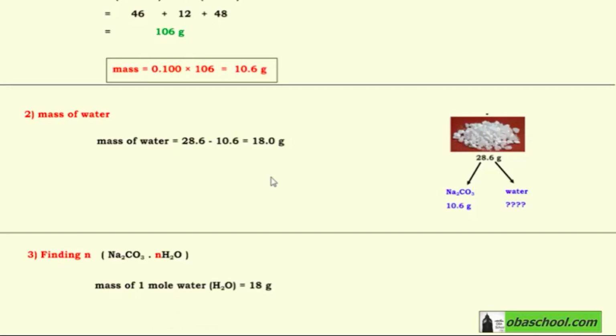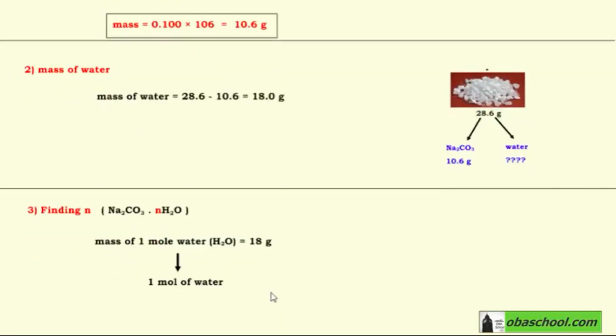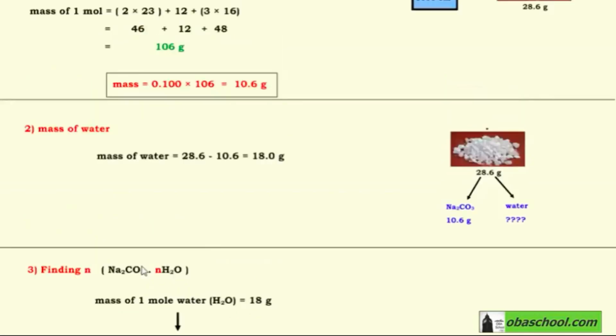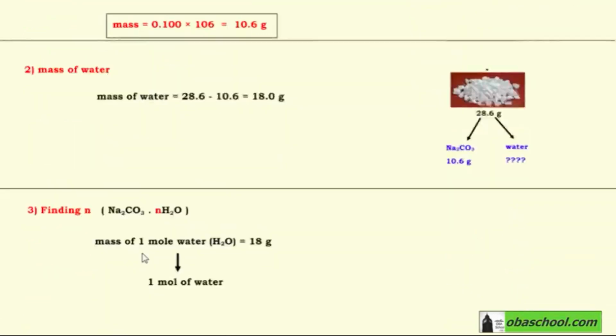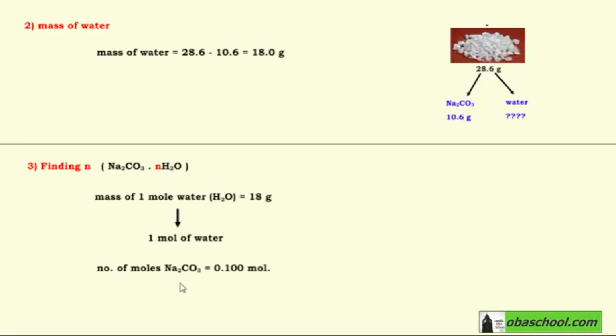We previously calculated the mass of moles, but here I have the mass of 1 mole. I know it's 18, so the 18 grams are found in 1 mole of water. So we have 1 mole of water since the mass is 18 grams. Now let's go back to see the number of moles of sodium carbonate. As you know, it is 0.1 moles. So the number of moles of sodium carbonate equals 0.1 moles.